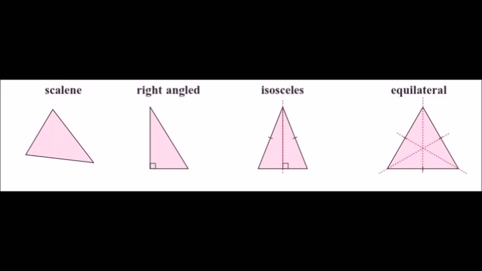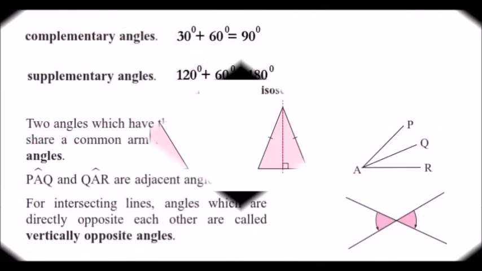Types of triangles. The first triangle is a scalene triangle. It has three sides of different lengths. Right-angled triangle. One angle is a right angle, which is 90 degrees. Isosceles triangle. Two sides are equal. An equilateral triangle. Three sides are equal.